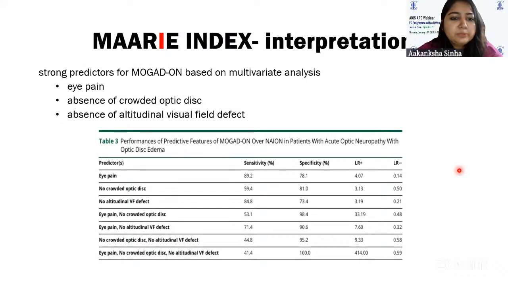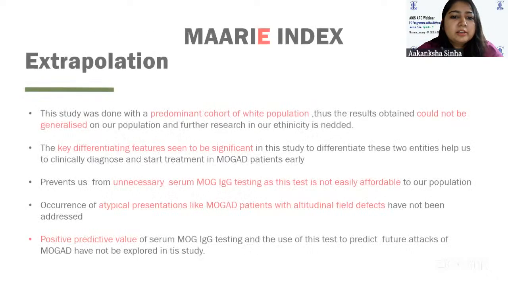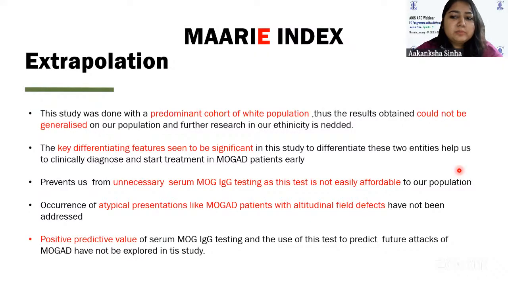Coming to interpretation, the presence of these three predictors is important in our group if we want to analyze the patient and differentiate them from NAION. This study could have been better if multiple centers had been involved, and it was predominantly a cohort of white population, so it can't be generalized to our patient group. The key differentiating features they provide are good, and help us in preventing unnecessary serum MOG IgG testing, as it is not easily affordable by our patients.